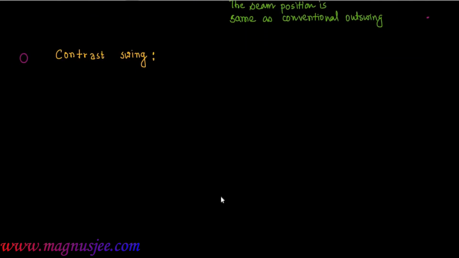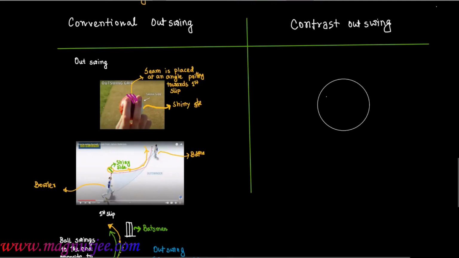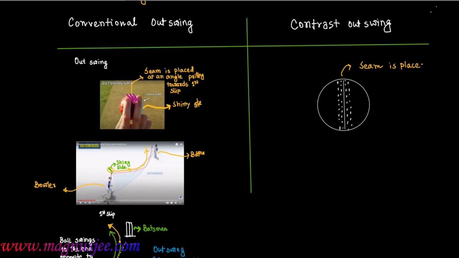Now we can explain what is contrast swing. We can compare conventional outswing and contrast swing. For conventional outswing, the seam is placed at an angle theta, but for contrast outswing, the seam is placed straight, parallel to the wickets, without any angle with the initial line of flight.